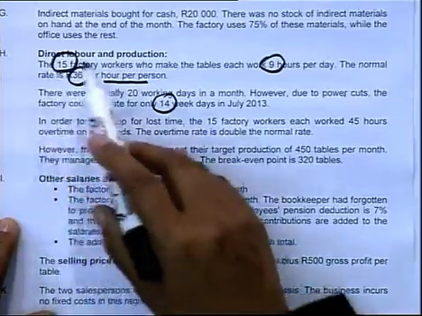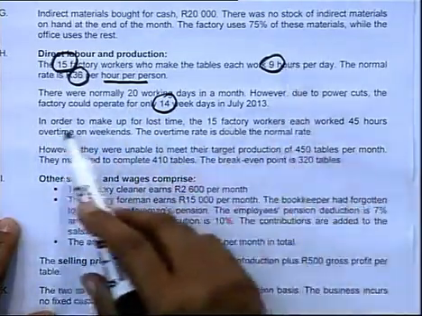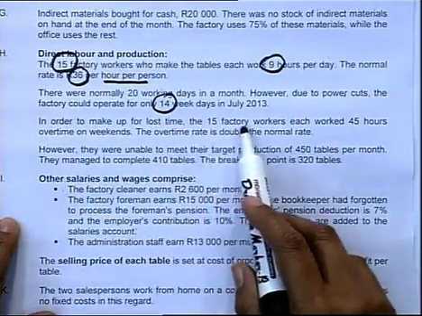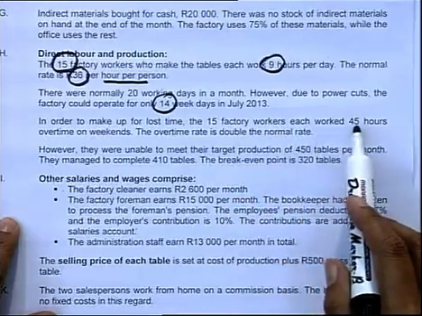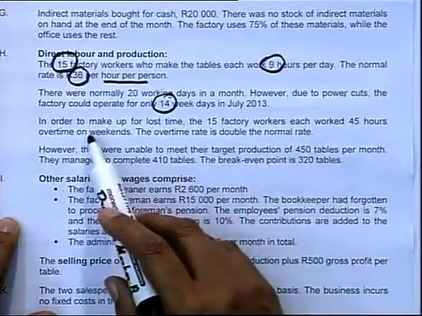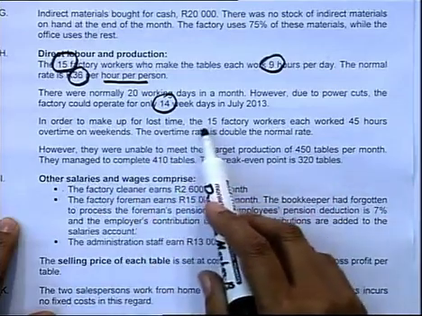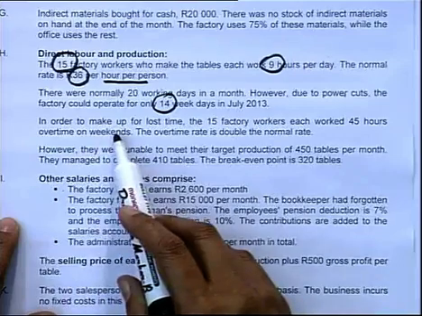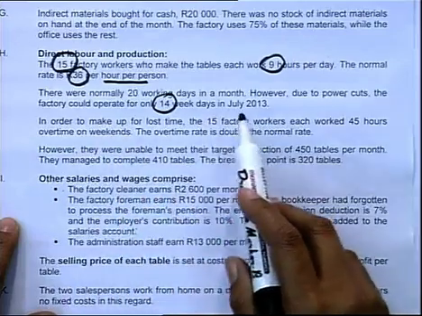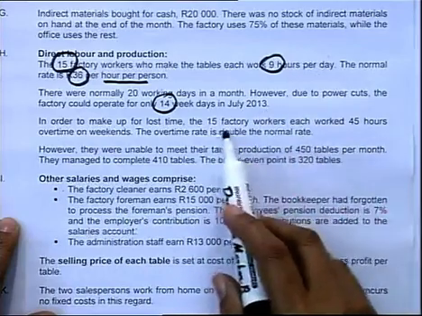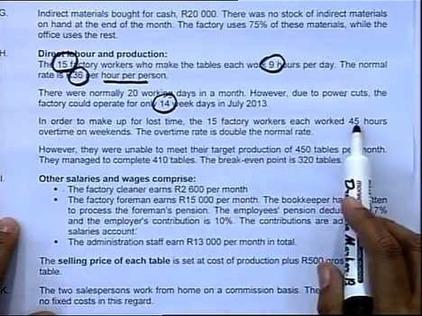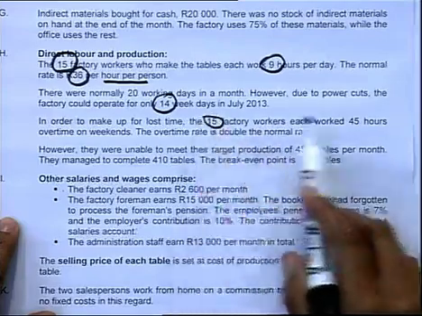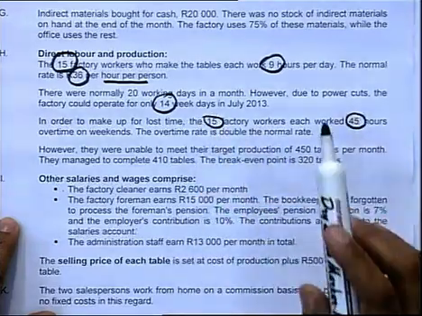Now they say, so that's all the information we've gathered. In order to make up for lost time, the 15 workers each worked 45 hours overtime on weekends. So for the entire month, it's not 45 hours per week, okay? It was over the weekends. So for however many weekends there were in July, it's a total of 45 hours. So you have to read properly. The 15 workers worked 45 hours in total.